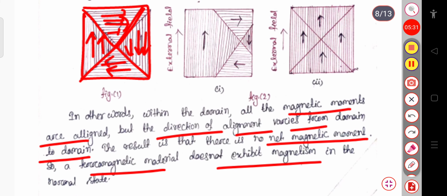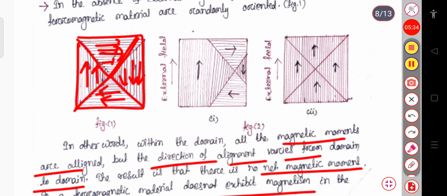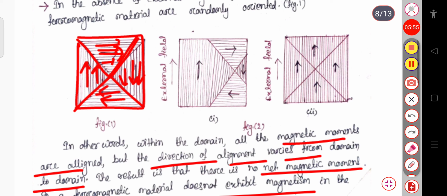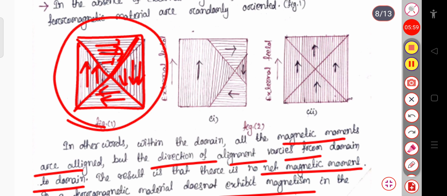You can see that in this particular domain, in this particular region, all the dipole alignments are in a certain direction, or we can say each individual atom is aligned in the same direction, and this is the same for each individual domain. In each individual domain the alignment is the same, but if you consider the whole material, you can see the random orientation of the dipoles.